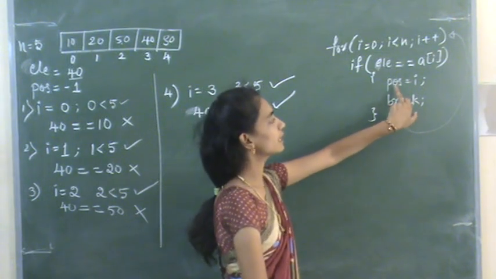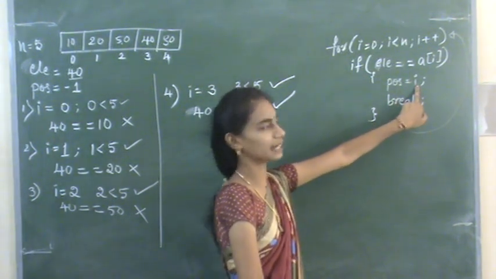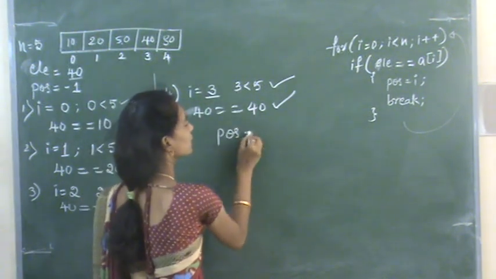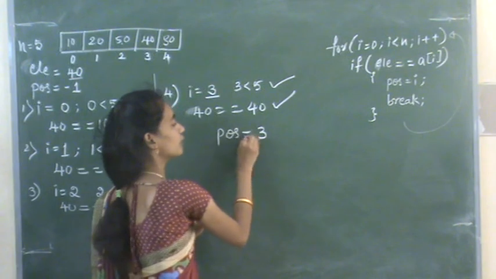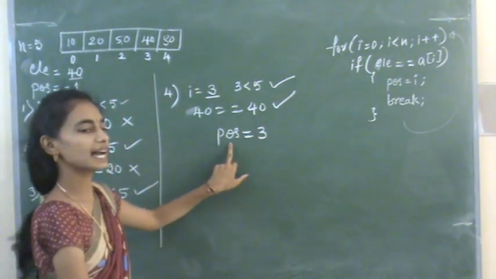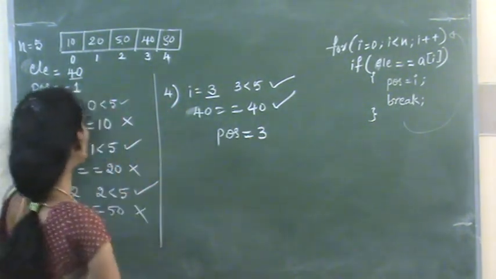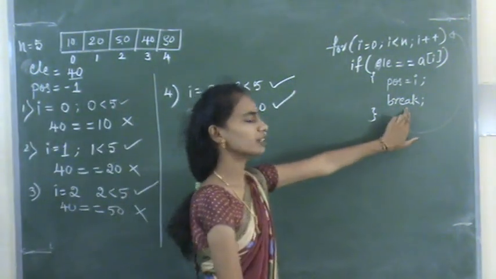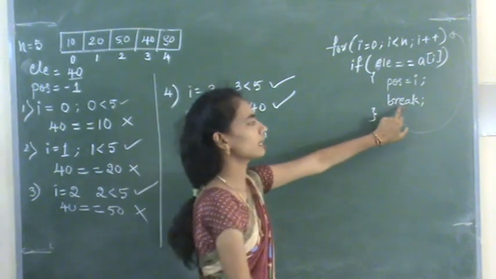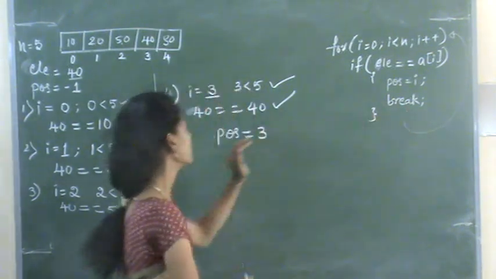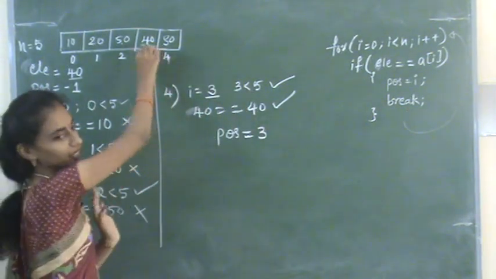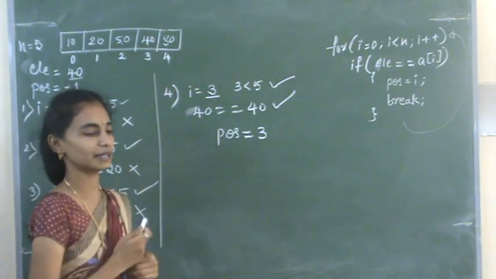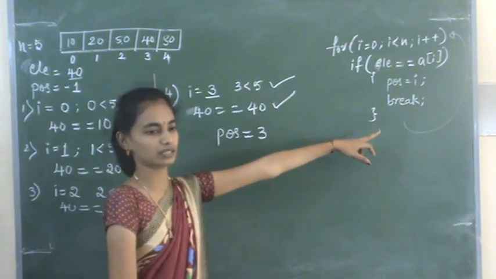So here we are assigning position equals I. So what is the I value here? 3. So for that position we are assigning the value 3. So now position has the value 3, not minus 1. Okay. So after this we have break. Because we are using break here, if we get that search element, we need not search the remaining elements. So that is why we are using the break statement here.